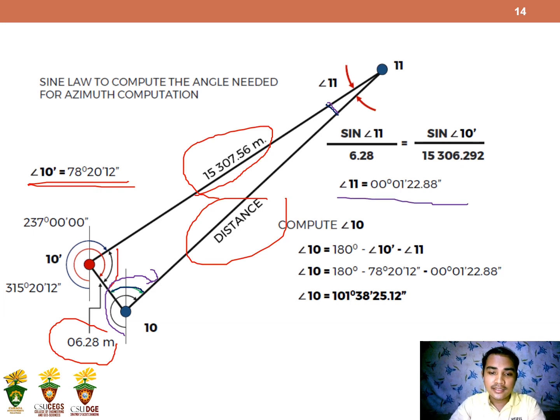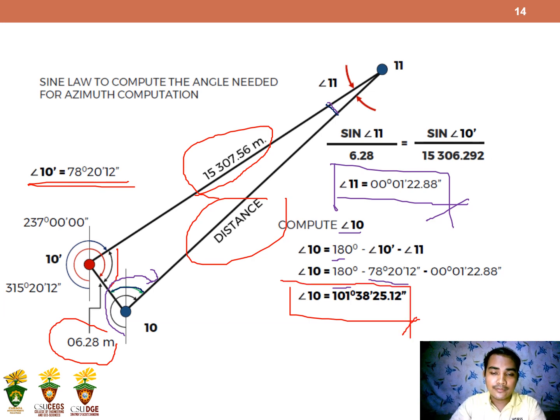So we have angle 11. And we also need to compute angle 10. To solve for that, it is just 180 degrees minus angle 10 prime minus angle 11. So substitute the values: 180 degrees minus 78 degrees 20 minutes 12 seconds minus 0 degrees 1 minute 22.88 seconds. So we now have the value for angle 10 to be 101 degrees 38 minutes 25.12 seconds.